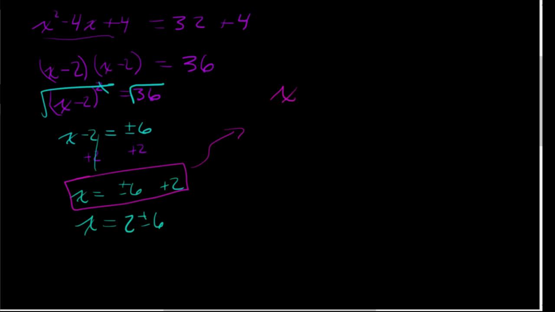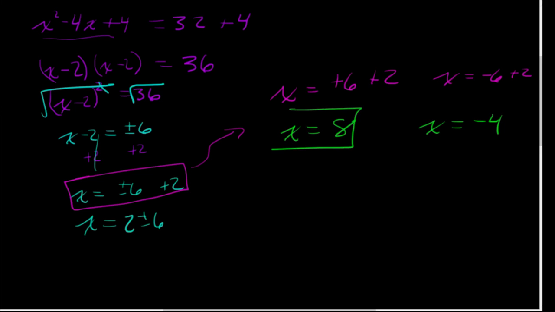This is going to become x is equal to positive 6 plus 2, and x is equal to negative 6 plus 2. So now I'm going to go ahead and solve those. Positive 6 plus 2 is 8. Negative 6 plus 2 is negative 4. Those are my two solutions.